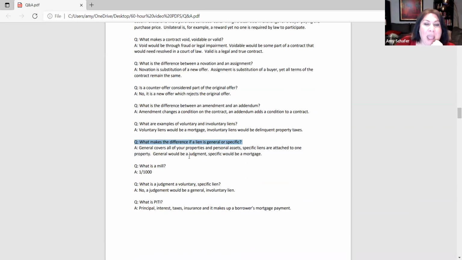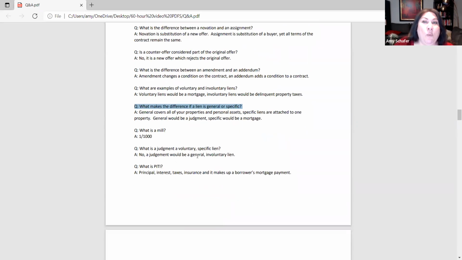And a judgment would be a great example of a general lien. A mortgage would be a great example of a specific lien. And remember, only specific liens rise to the level of an encumbrance. So a judgment, while it is a lien, would not be an encumbrance because it's not specific.